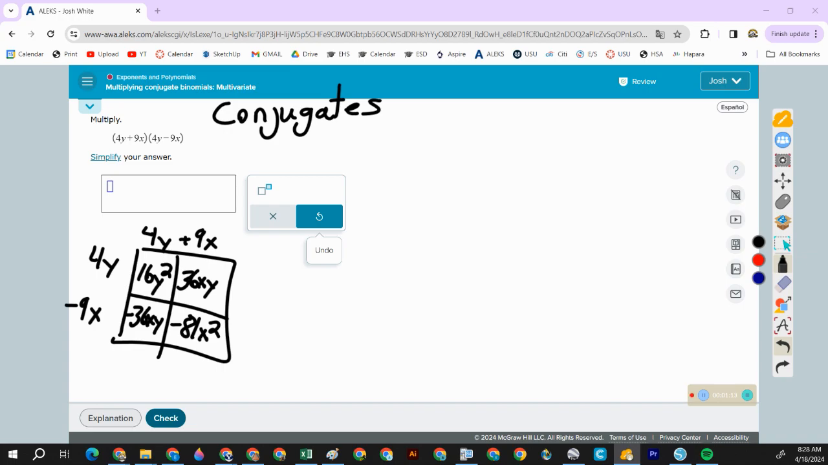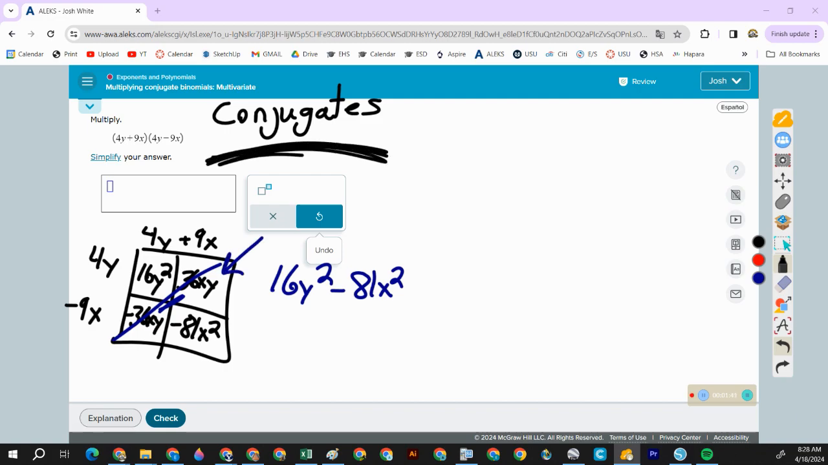Now notice the like terms are opposites from each other. And that's always going to happen when you multiply conjugates together. So we get 16y squared. Those cancel, and I get negative 81x squared. So anytime you multiply conjugates together, the middle term is going to be 0, and the resulting polynomial is going to be a special polynomial that fits this form.